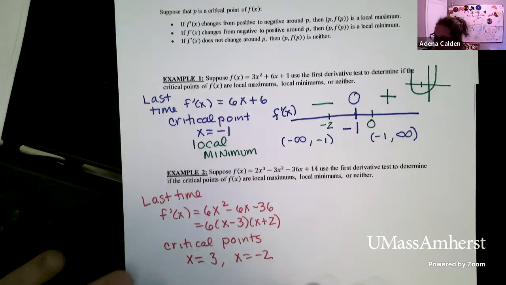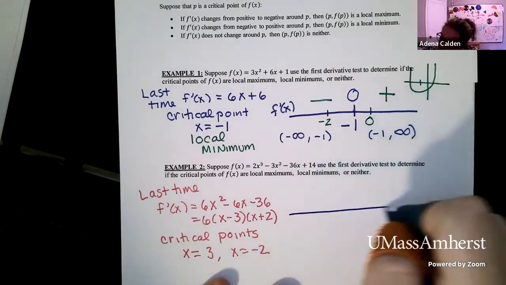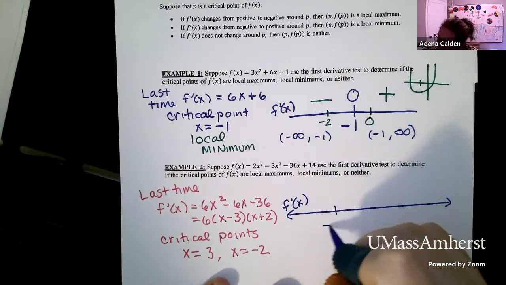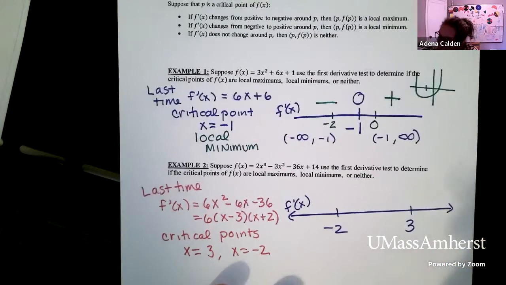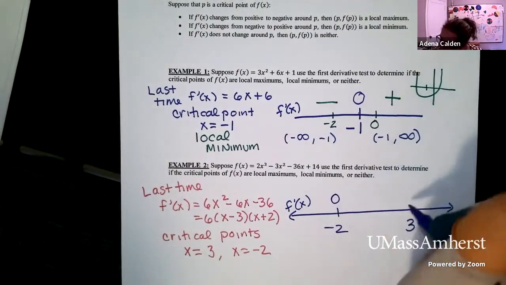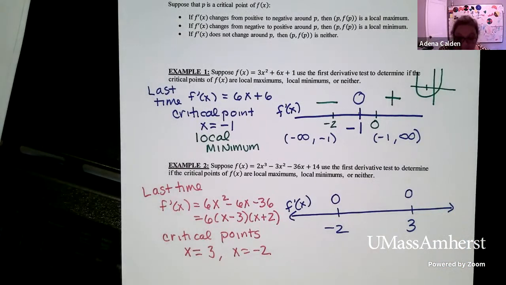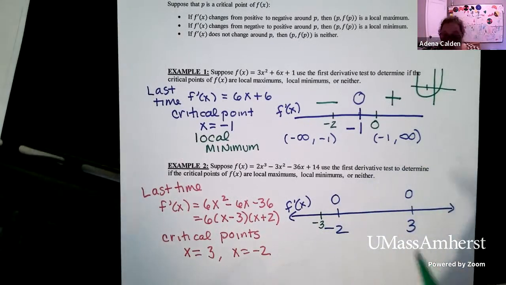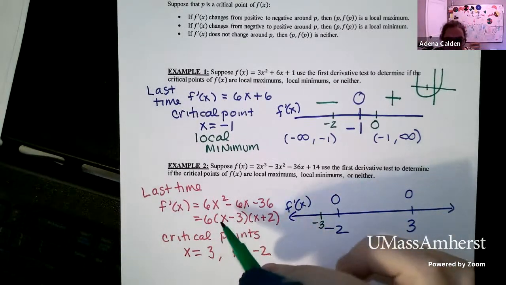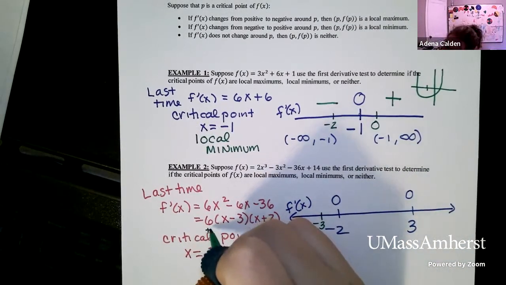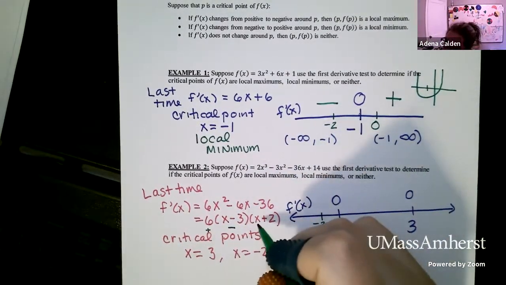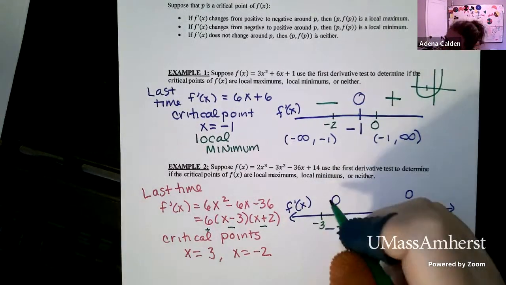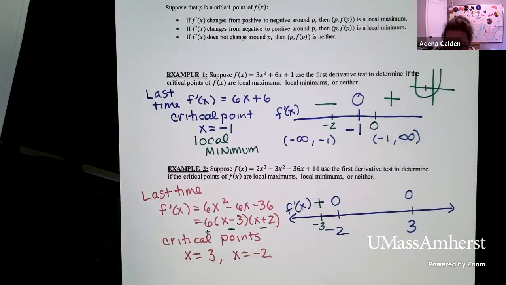All right, example 2, again, we're going to draw on our number line. We're going to label our critical points. So we have -2, we have +3. We know that they are 0 right at those points. And now we want to do some test points. So if we do something like -3, we can plug that in here. We have something positive. -3 minus 3 will be negative. -3 plus 2 will be negative. So we have positive times negative times negative. That's going to give me something positive.